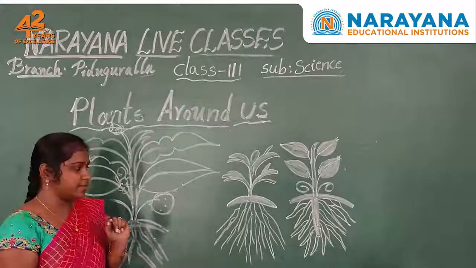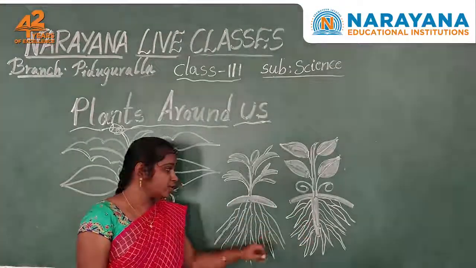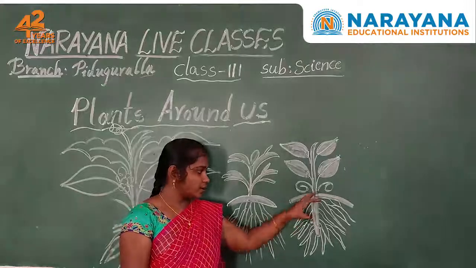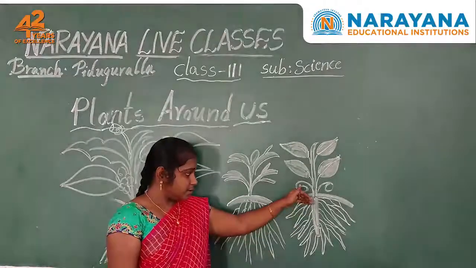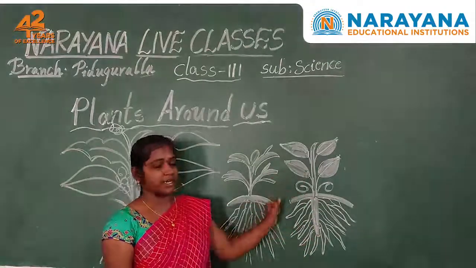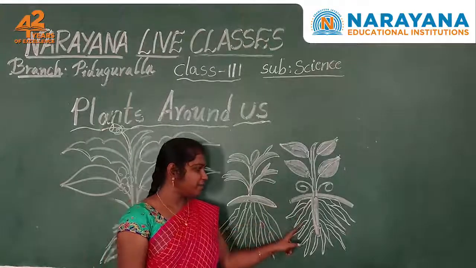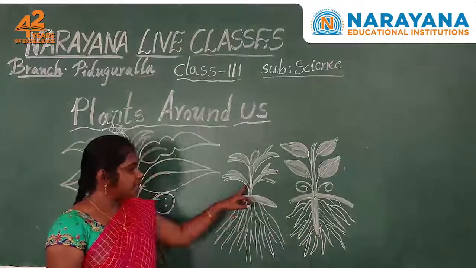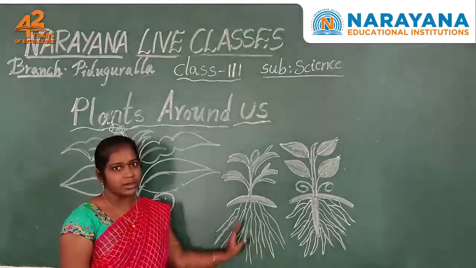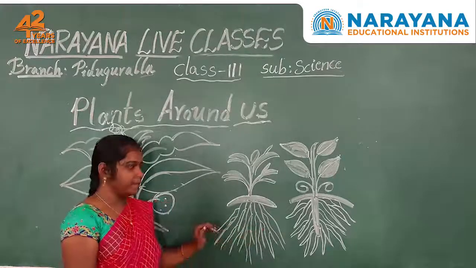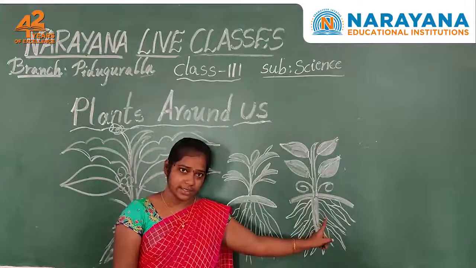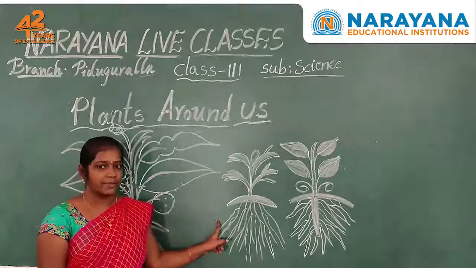Roots are of two types: taproot and fibrous root. What is this taproot? A taproot is a thick long root fixed inside the ground, and it helps to hold the tree firmly to the ground. It will have many small roots. But the fibrous roots are very small, thin roots which will be spread throughout the ground. These are the two different types of roots. The first one is taproot. The second one is fibrous root.